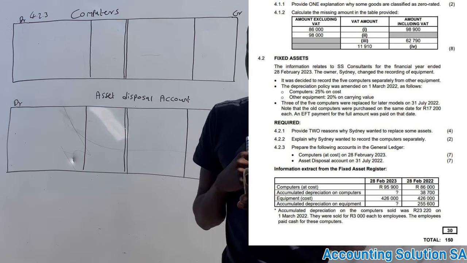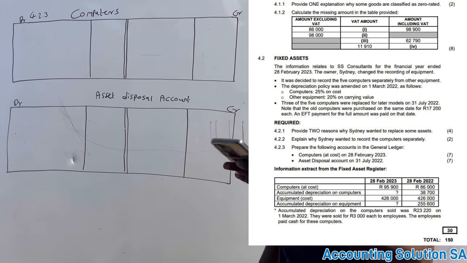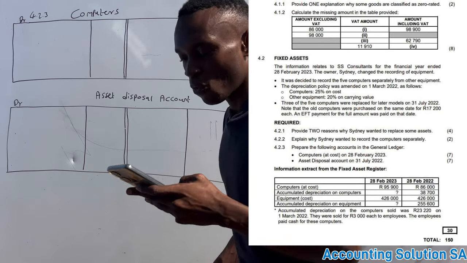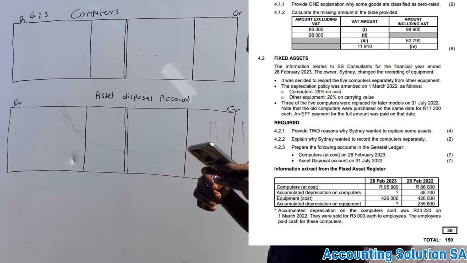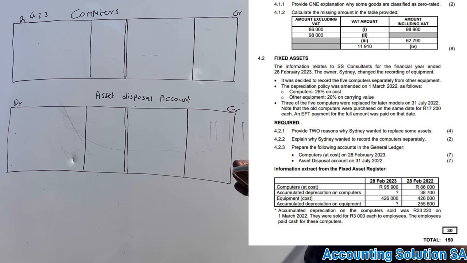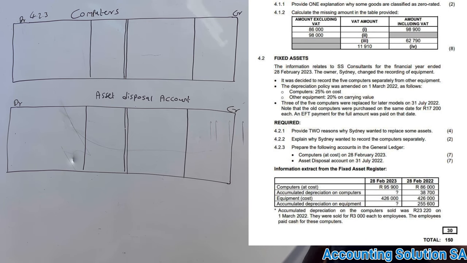Okay, now let's start with our question. This question was a combination with VAT, which in this video we are going to ignore. Now let's check. They said fixed assets 4.2.